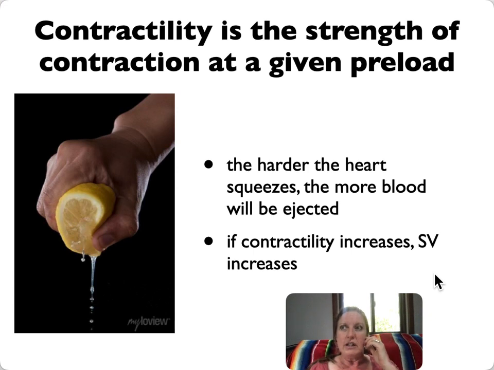Contractility is generally used as a way to boost performance, to increase stroke volume when there's need. Maybe it's to overcome a difficulty, or maybe it's to help you exercise, to increase the stroke volume because you're exercising.